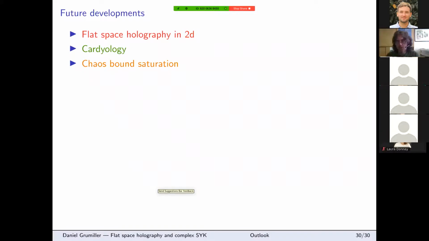There are numerous other questions of interest. So basically any question that people discussed in the past 5 years in the context of SYK could be transposed to this flat space limit. One particular example is the question of chaos bound saturation. It is known that the SYK model in the large n limit at low temperatures saturates the chaos bound, which is an indication that it can have a gravity dual. Is there something similar in the flat space limit? That's, I think, an interesting question.